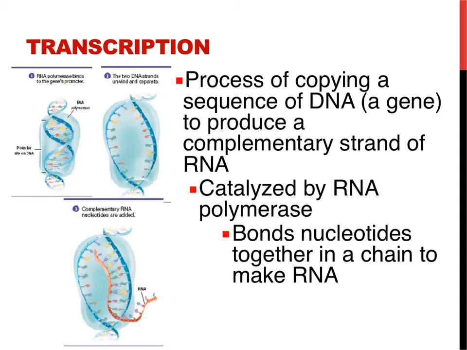So transcription is a process of copying a sequence of DNA, which would be a gene, to produce a complementary strand of RNA. Remember, complementary means it would be the RNA complement according to base pairing rules. Adenine to uracil, thymine to adenine, guanine to cytosine, cytosine to guanine. This is catalyzed by an enzyme called RNA polymerase, which bonds the nucleotides together in a chain to form RNA.